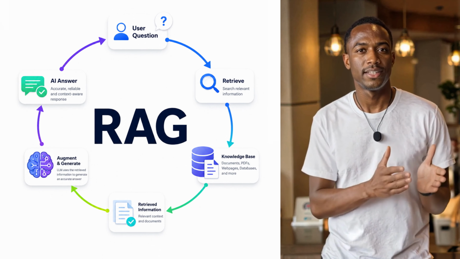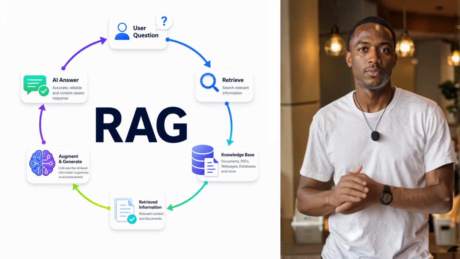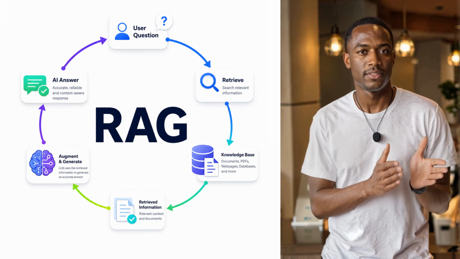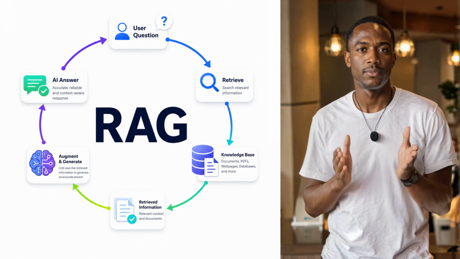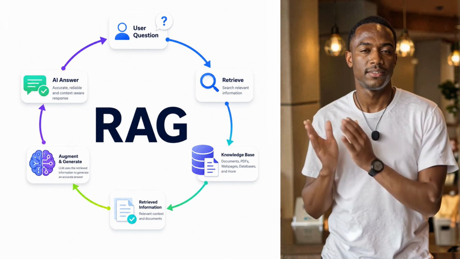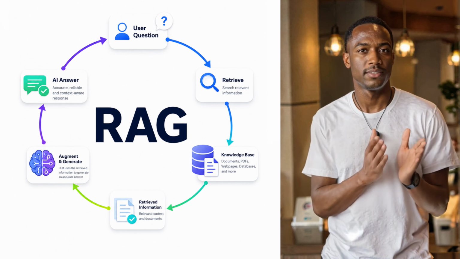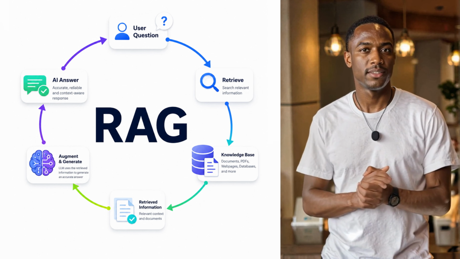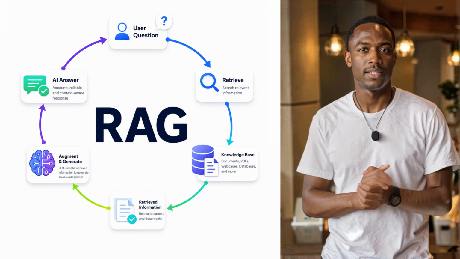It is an AI technique that allows a language model to retrieve relevant information from an external knowledge source before generating an answer. Instead of relying only on what it learned during training, the AI first searches your documents, finds the most relevant information, and then uses that information to answer your question.